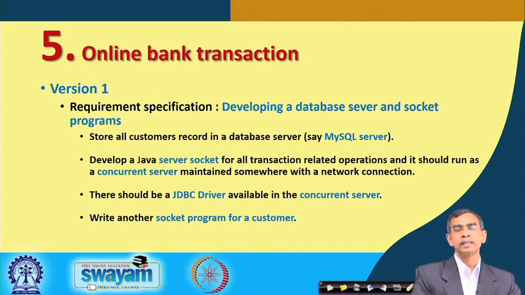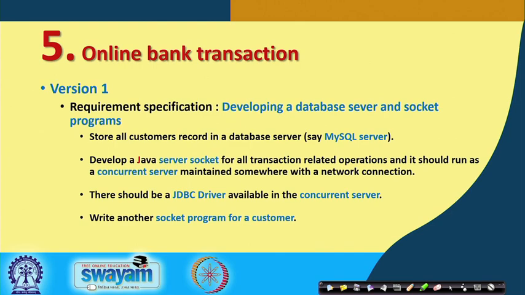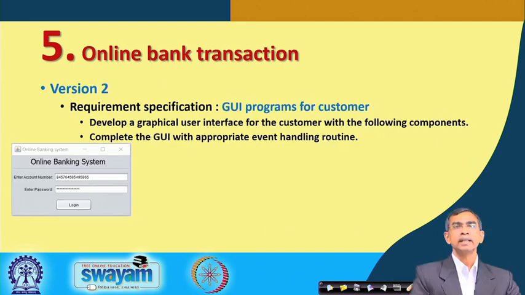As a result of the concurrent server, you can implement a multi-threading concept here. Several threads are to be executed whenever a request is received from a client at a distant location, and then there will be another socket program for the customer. So, the two sockets, here is the customer side. The customer can run these sockets from his own machine or mobile, and through these sockets the customer can place the request, and then accordingly it will be executed.